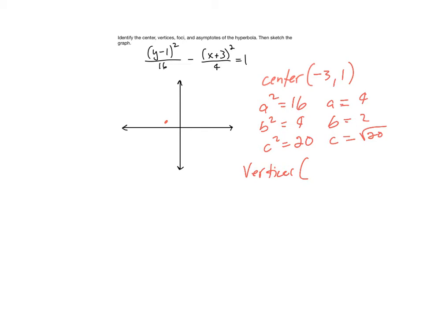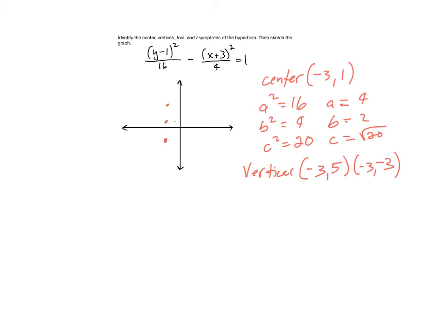So if we start at (-3, 1) and we move up 4, we get (-3, 5) for one, and we get (-3, -3) for the other. There's our vertices. Okay, the distance from the center to the co-vertices is 2.